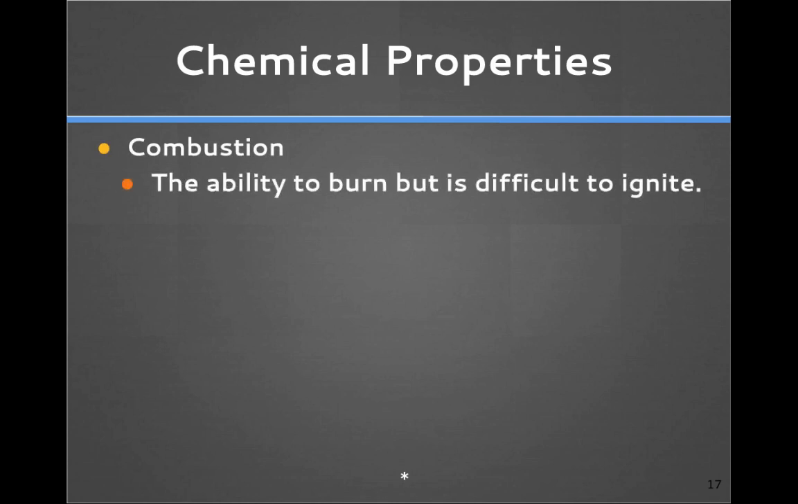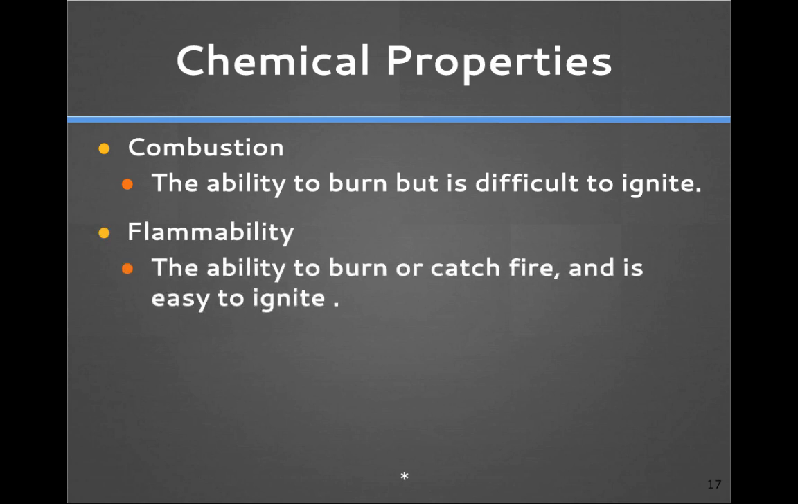Combustion is the ability to burn, but is difficult to ignite. That's going to be our definition. The ability to burn, but is difficult to ignite. Things that combust don't burn fast, but they will burn. They explode. Flammability is the ability to burn or catch fire and is easy to ignite. This is why paper is flammable and wood is flammable.